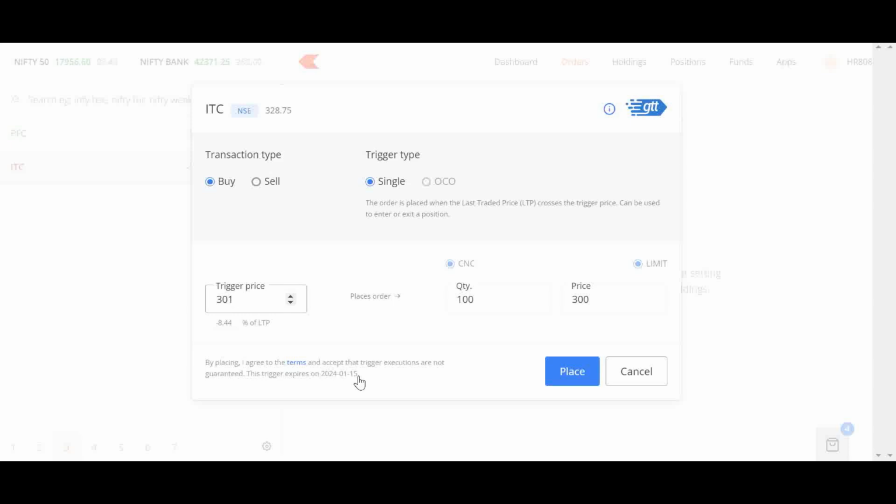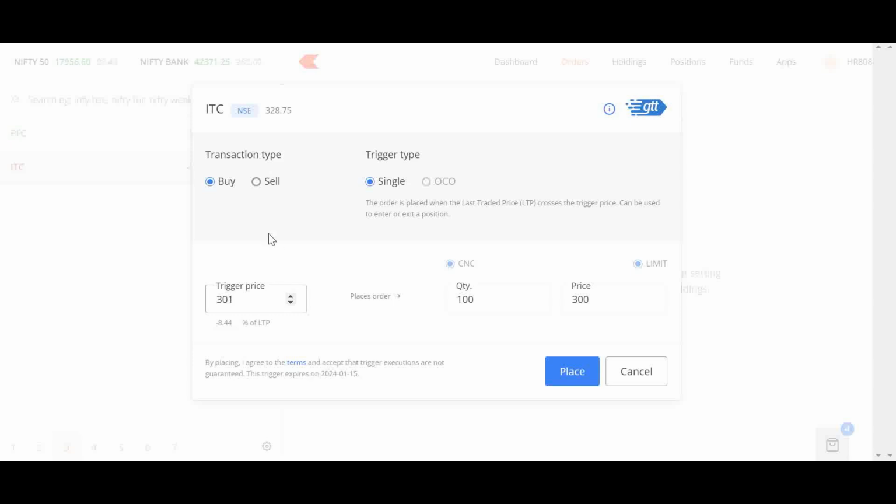So this type of order will be valid for 1 year, so you don't need to monitor the stocks every day. Once you think this is the desired level at which I'm going to buy, you can just buy. Even if you want to sell a stock, you can do it. So we have two options here.